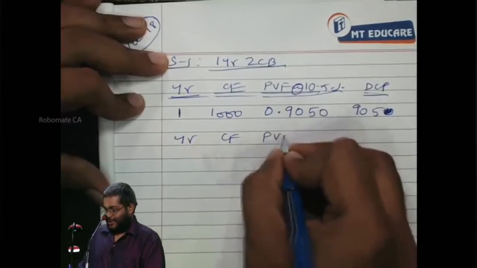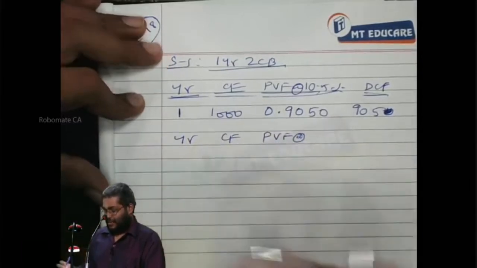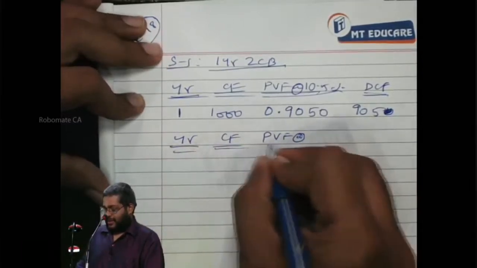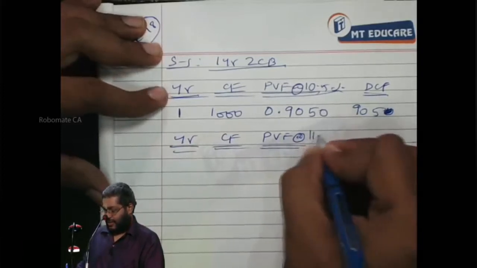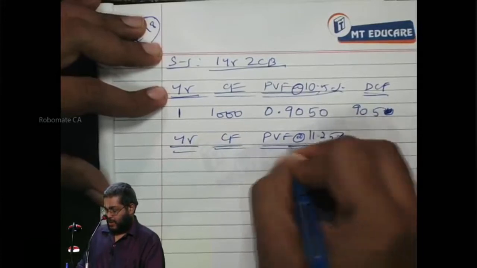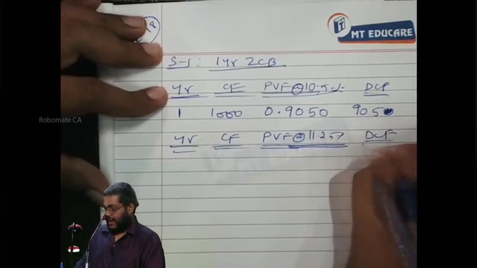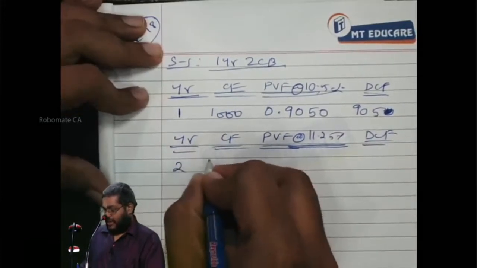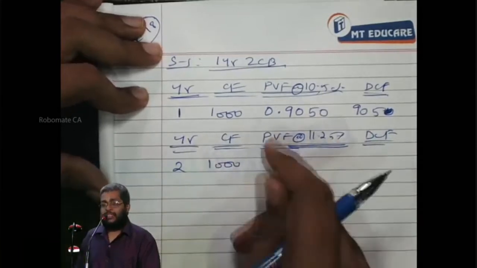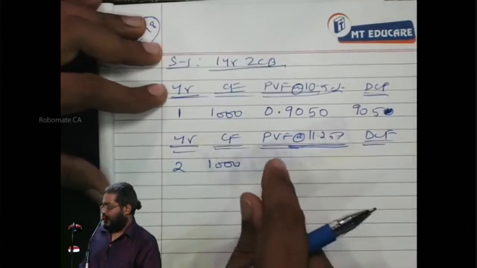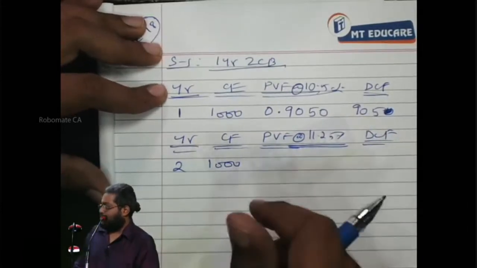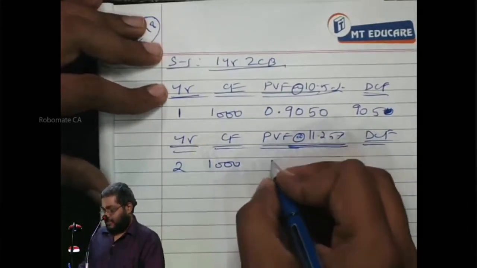Plus cash flow, present value factor at... Now, a 2 year bond will be having a yield of how much percentage here? 11.25. And then discounted cash flow. I am going to get after how many years? 2 years. How many rupees? 1000. Tell me, 1 divided by 1.1125 is equal to how many times here? 2 times. Tell me, what is the value?